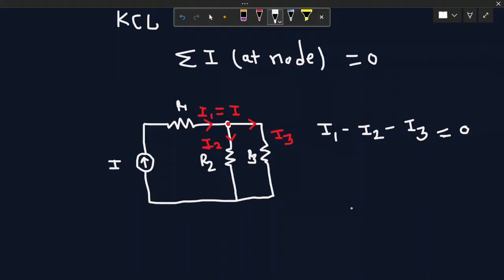So while doing analysis of any circuit, we have to remember these two laws.